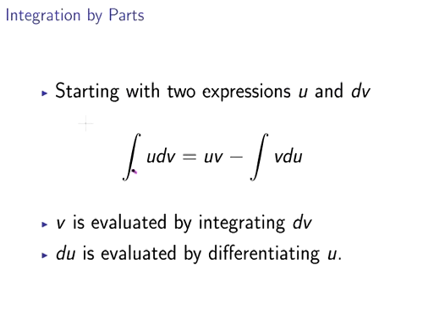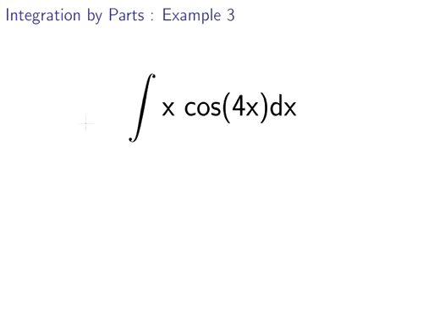So we have this one here. This is comprised of two terms, u and dv. What we need to do is identify two additional terms, v and du. We evaluate v by integrating dv, and we determine what du is by differentiating u. So let's look at our example.